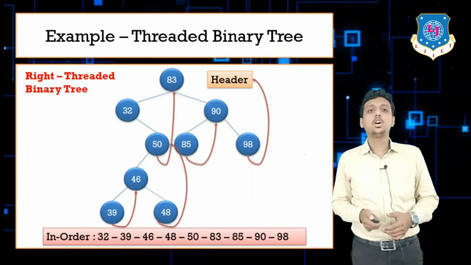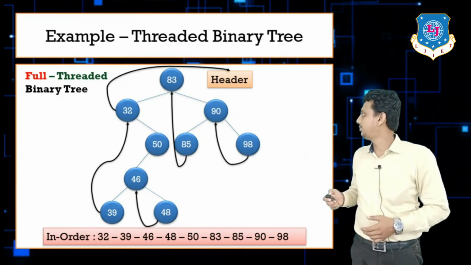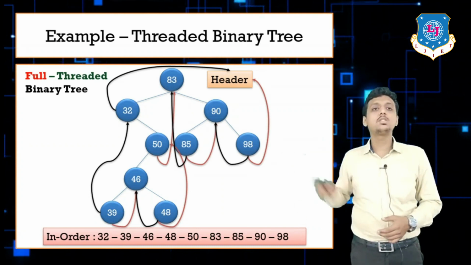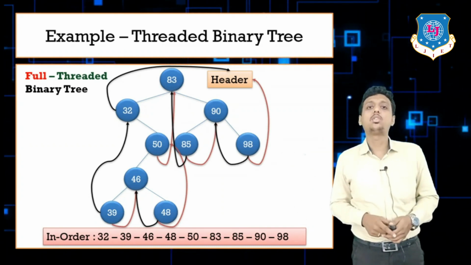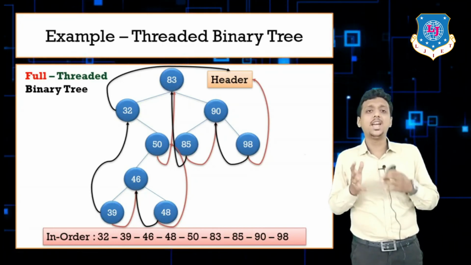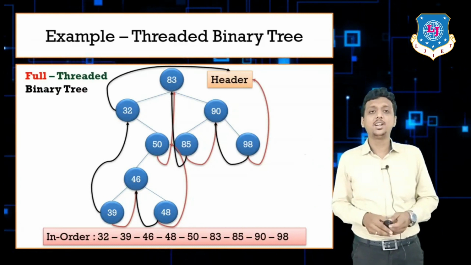So this is your full example of full threaded. This is our left threaded and this is your right threaded. Both combined together, it becomes a full threaded binary tree. So like this you can write in your paper or in your exam. You can make left threaded, full threaded and right threaded binary tree.